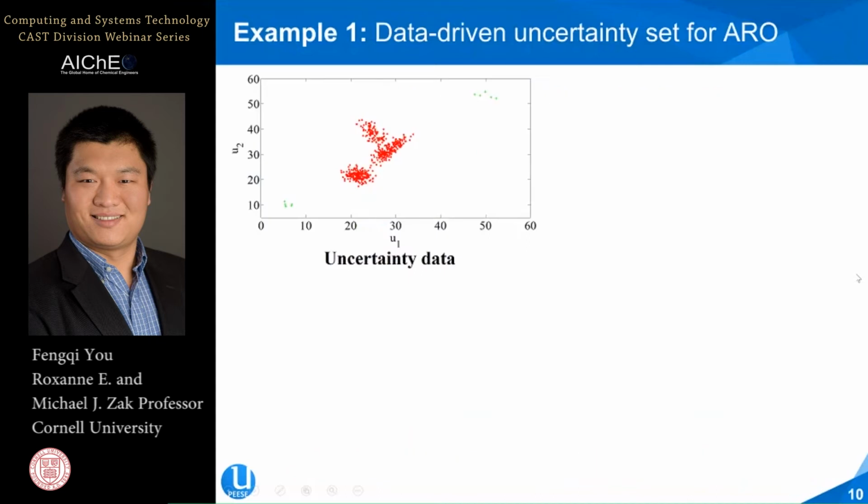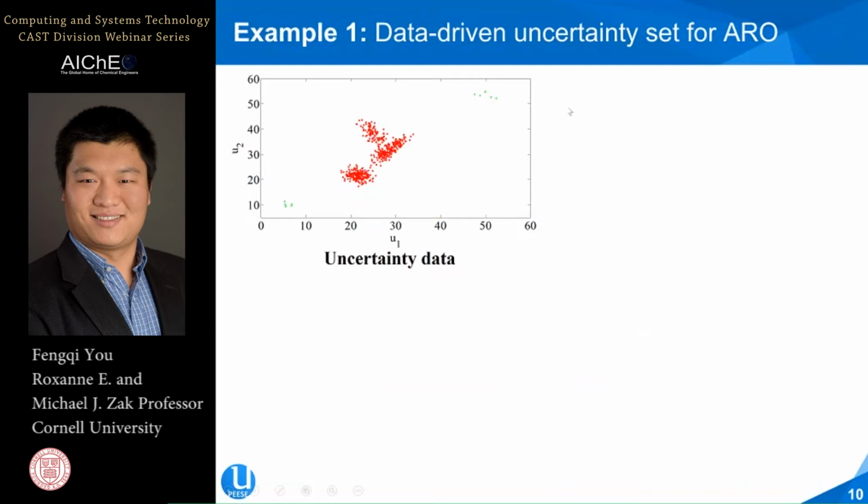Let's say we just get some uncertainty data here with two uncertain parameters, U1 and U2. U1 and U2 would have some kind of data we collected from history data, real-time data, and so on. So you get to see most data in the central part of the area, but there are some green dots on both sides. These are some kind of outliers, if you wish.